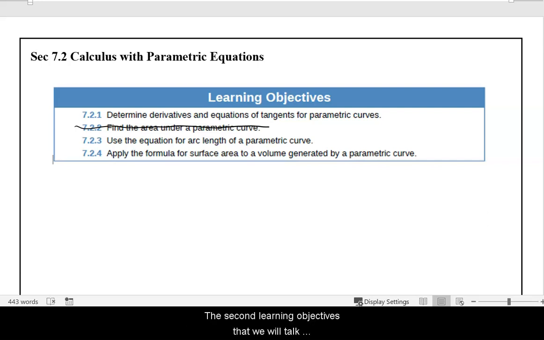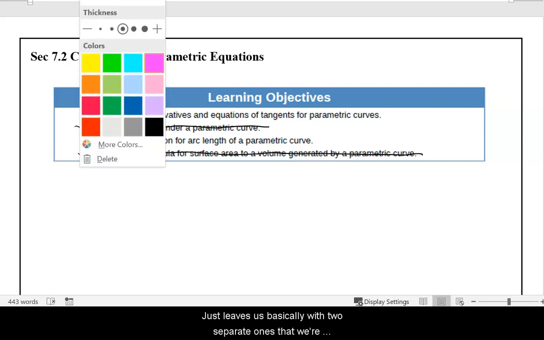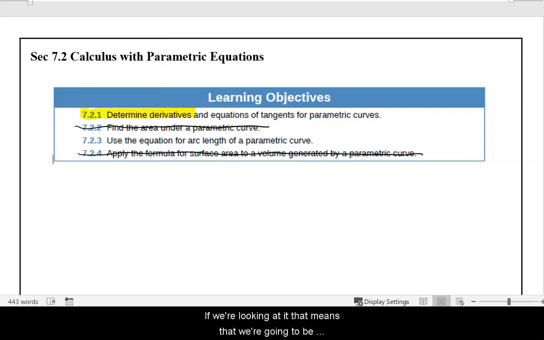The second learning objective that we will talk about is how to find an equation for arc length on a parametric curve. The last one, which is applying the formula for surface area to a volume generated by a parametric curve, we are also going to skip. This leaves us basically with 2 separate ones that we're going to evaluate. That means that we're going to be looking at derivatives and equation of tangent lines for parametric curves and how to find the arc length of a parametric curve.